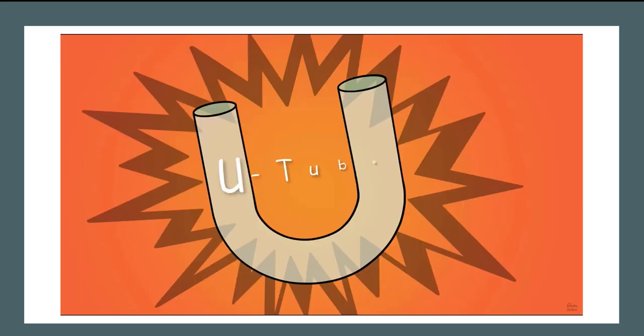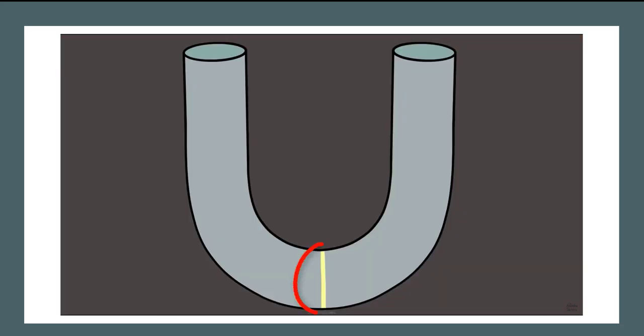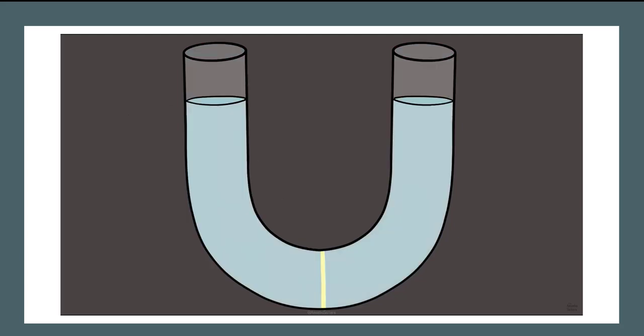So let's bring out a U-tube. There's a semi-permeable membrane in the middle of it. Let's assume that it is similar to a cell membrane and that water molecules can squeeze through it. The molecules are quite small, but salt can't. Right now there's just water in this U-tube.